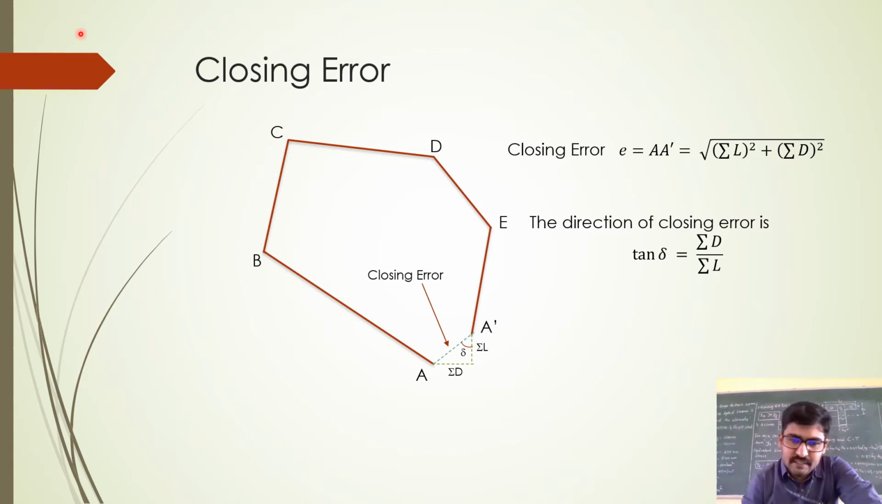Now moving ahead, if you have started with point A, then drawn A, B, C, D, E, A on the paper, and you have not found this A dash joining at A, then this A dash is the closing error. This A dash has got some length, right?